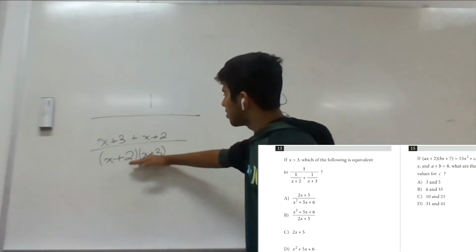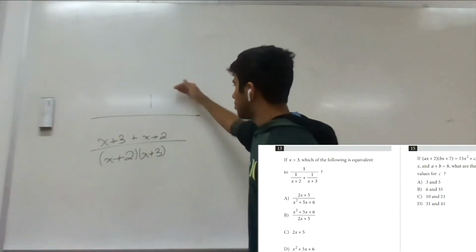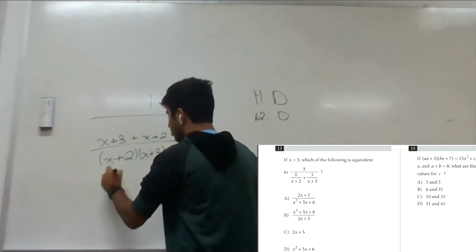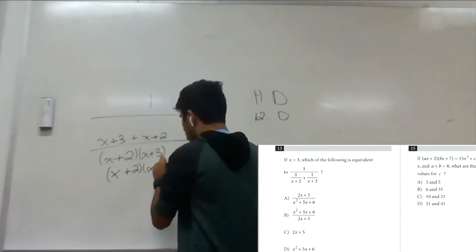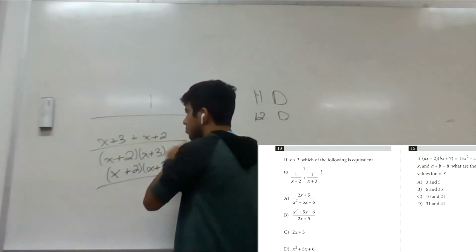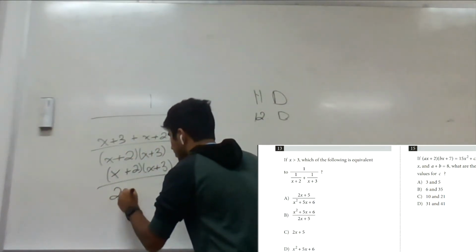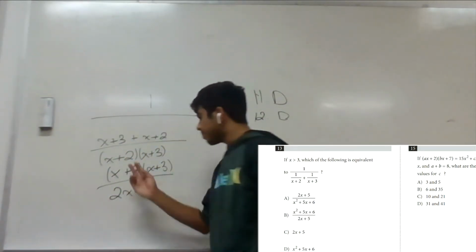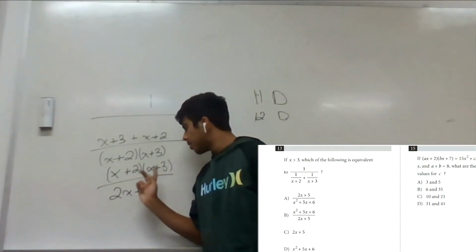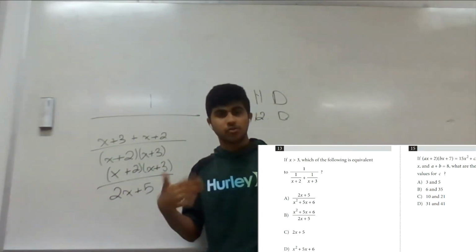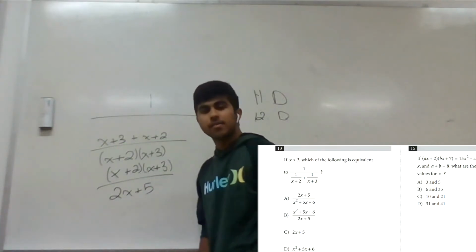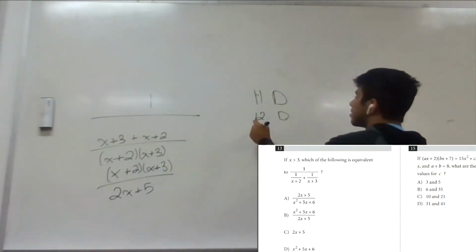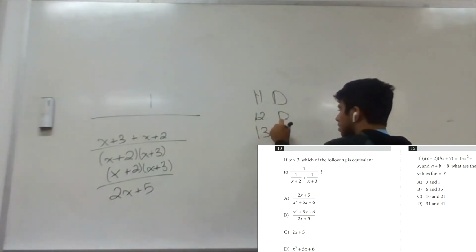Now this is in the denominator of the denominator, so it goes in the numerator. So this becomes (x plus 2)(x plus 3) over x plus 3 plus x plus 2, which is just going to be 2x plus 5. Now (x plus 2)(x plus 3) is just x squared plus 5x plus 6 if you FOIL it out. x squared plus 5x plus 6 over 2x plus 5. That is choice B.